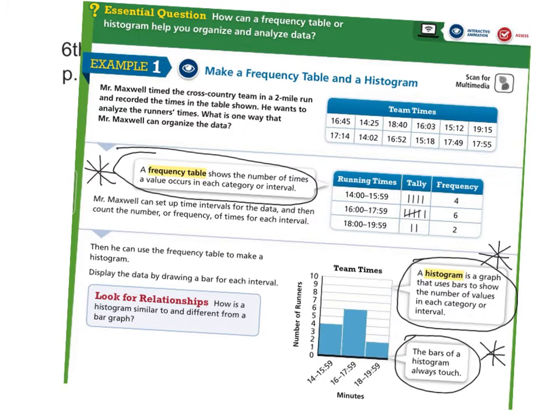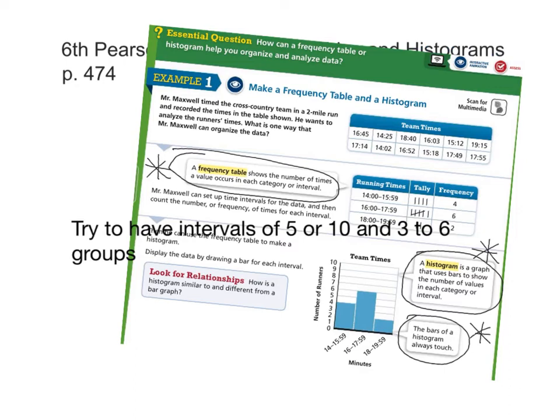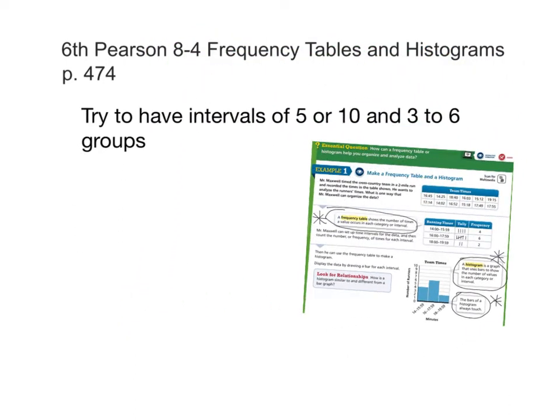Normally when we're doing frequency tables, we're going to try to have intervals of 5 or 10 and 3 to 6 groups. It just makes it easier for you to go through and do it that way. Now again, it's going to vary. It's not always going to be that, but for sure having 3 to 6 groups is a good idea.